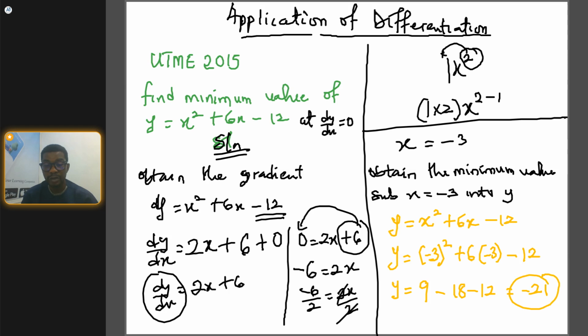Y equals minus 21, which is the minimum value. So minus 21 is the minimum value for this question. I hope this is clear to us. So let's proceed.